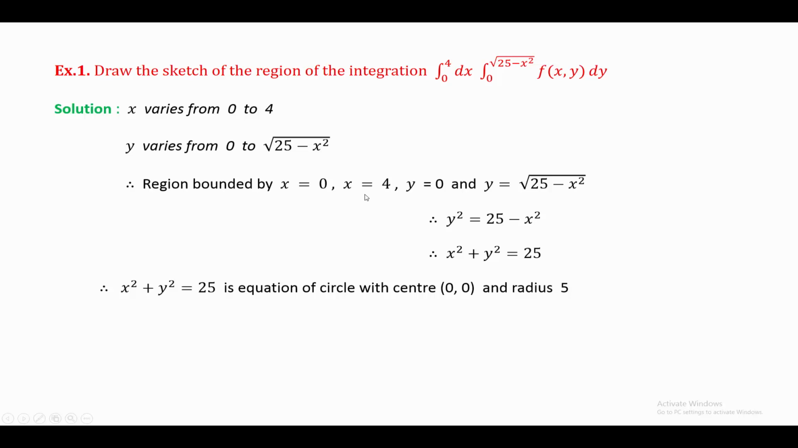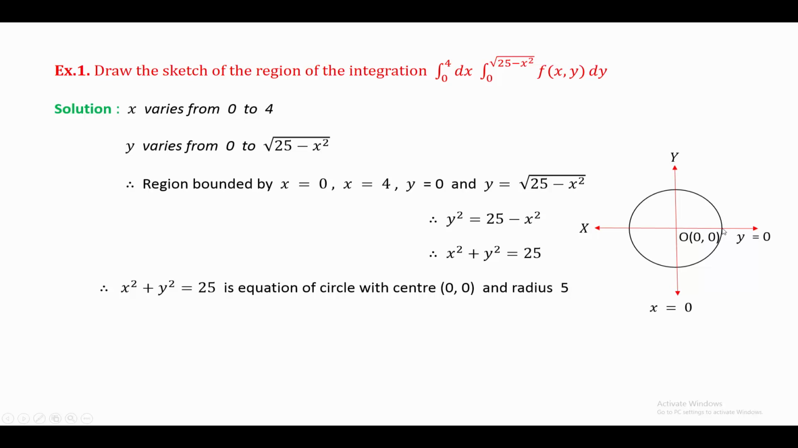The boundaries are x is 0, x is 4, y is 0 and x square plus y square equal to 25, a circle with center 0 0, radius 5. For that, first draw the x axis and y axis. The equation of the x axis is y equal to 0 and the equation of the y axis is x equal to 0. This point is the origin 0 0. Now draw the circle x square plus y square equal to 25, center origin, radius 5. So the circle is in this way.